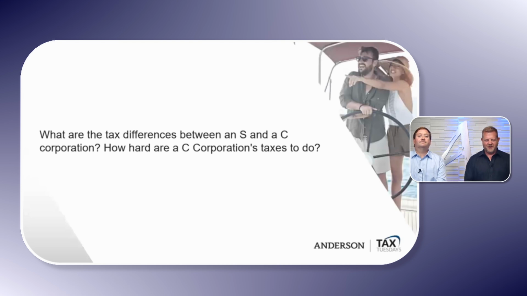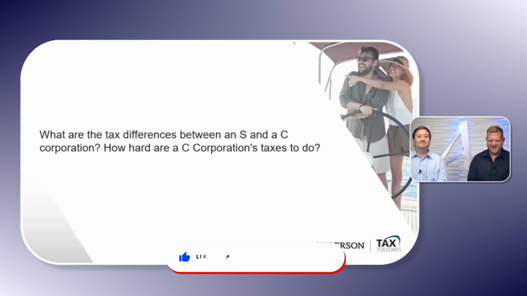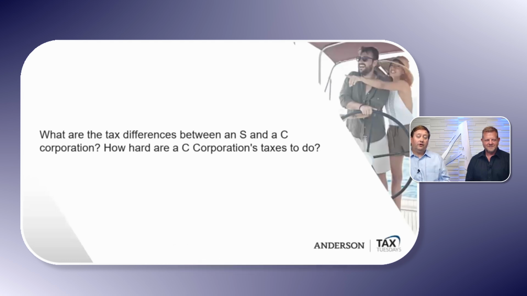What are the differences between an S and C corporation? How hard are a C corporation's taxes to do? So an S corporation is a pass-through entity. It's all going to come through onto your 1040. So you do a return for it, 1120S, but all that's going to flow through to the shareholders, I should say, which assuming it's you, it's going to be your 1040.